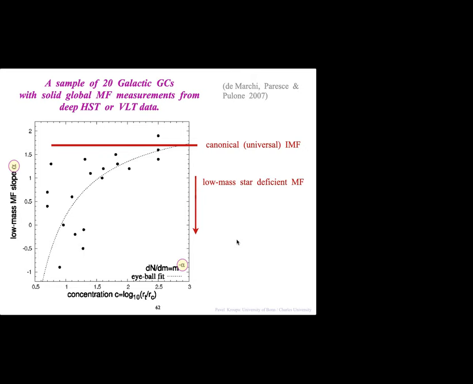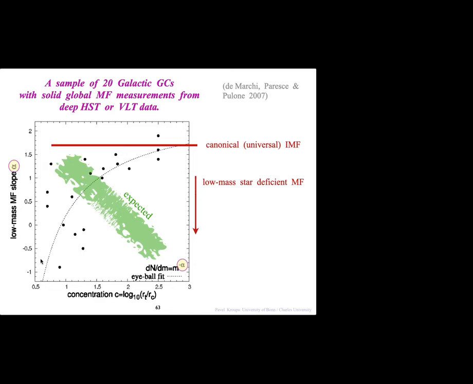They found that high concentration clusters at this end lack low mass stars. And that's, of course, not acceptable theoretically, because it should be exactly the opposite. This is what we expect: the high concentration clusters should lack low mass stars, while we observe the high concentration clusters to be full of low mass stars and the low concentration clusters to lack low mass stars.